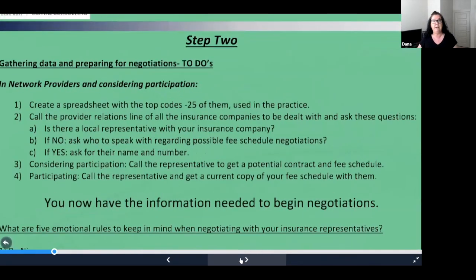All right, so now we're preparing to negotiate. We have all of the information that we need. The first thing I want you to do is create a spreadsheet with your top 25 used codes, okay? Please listen really carefully. Do not send this with any email for the initial conversation. Again, this is another back pocket thing.